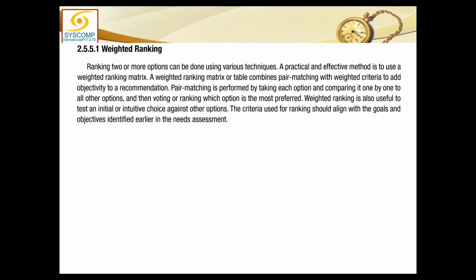Pair matching is performed by taking each option and comparing it one by one to all other options, and then voting or ranking which option is the most preferred one. So weighted average is also useful to test an initial or intuitive choice against other options. The criteria used for ranking should align with the goals and objectives identified earlier in the needs assessment.